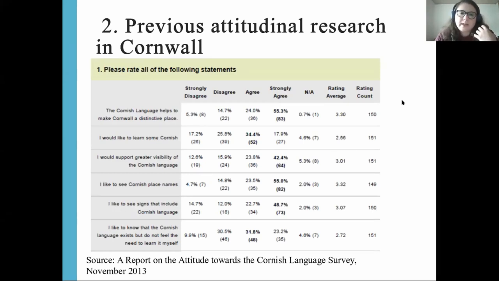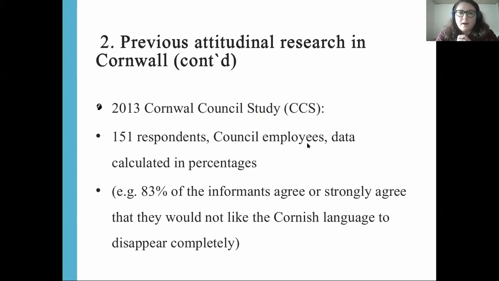And what they did was they calculated the results in percentages to get statements such as, for example, 53.3% of the respondents strongly agree that the Cornish language helps to make Cornwall a distinctive place. So basically what the respondents had to do was to rate statements using Likert scales. The questions were in the form of statements, which they had to rate to see whether they agreed with them or not. So, as I mentioned, they discovered, for example, that 83% of the informants agree or strongly agree, so they tended to group the two positive responses together, that they would not like the Cornish language to disappear completely.